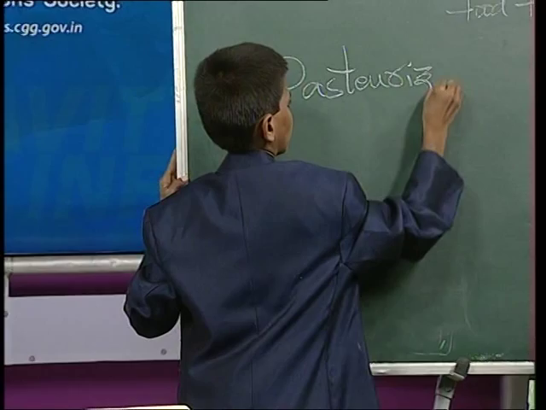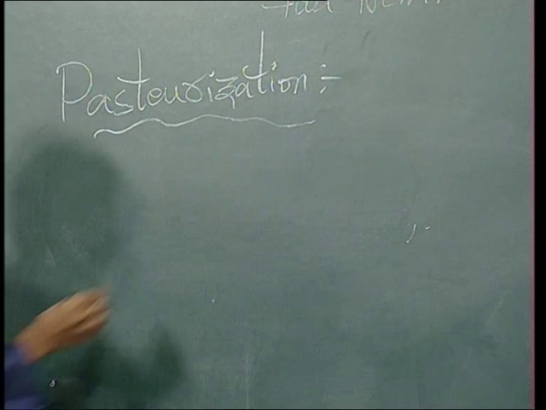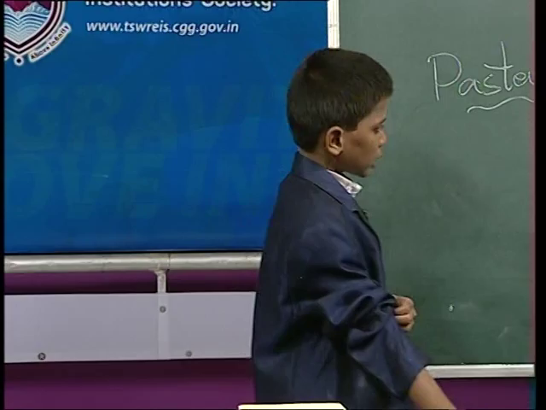Pasteurization. Pasteurization means, in this process, milk is heated at a particular temperature, 72 degrees Celsius, for a definite period of 30 minutes, after which the milk is cooled to below 10 degrees Celsius. Have you understood? Yes, I can explain more about it.